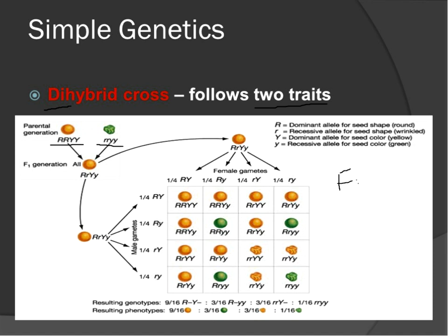big R, big Y with little r, little y. And to get the 4 different genotypes to cross, it's very simple. You just do the FOIL method. F means first. So what's the first 2 letters? Big R, big Y. O is the outer letters, so that would be big R, little y.